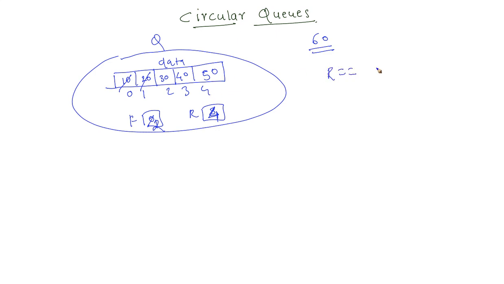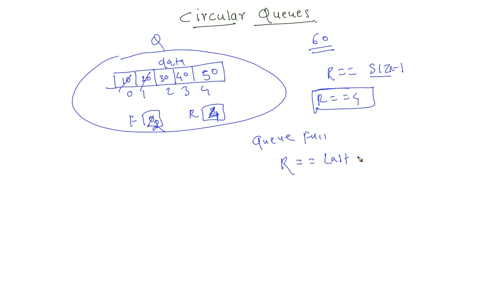So R is equal to size minus 1. Size is the size of this array. So R is equal to 4 in this case, right? So we conclude that the queue is full. What is the queue full condition here? Queue full condition is rear is equal to last location index, right? Now R is equal to 4, last location is also 4. So we conclude that the queue is full, right?